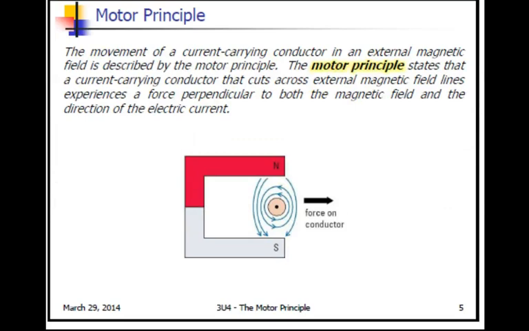The movement of the current carrying conductor in an external magnetic field is determined by the motor principle. And the motor principle states that a current carrying conductor that cuts across external magnetic field lines experiences a force perpendicular to both the magnetic field and the direction of the electric current.